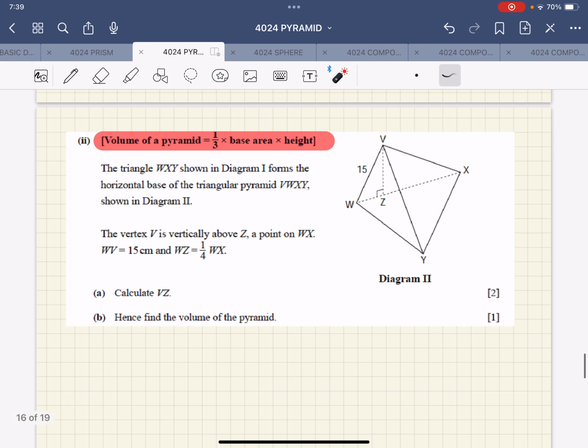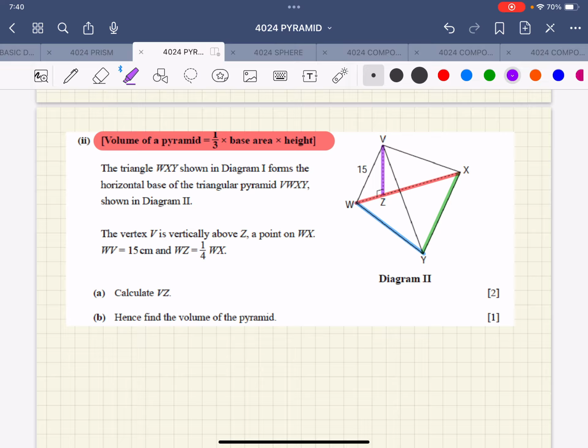So we have WX, let me label it in the same manner, WX and WY, and the third one was XY. So I'm using the same color as before. This forms the base, and the perpendicular height, I'm labeling it in purple color, that's the perpendicular height.